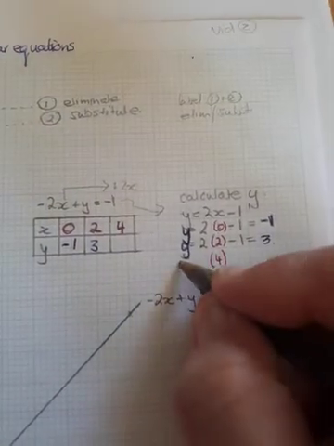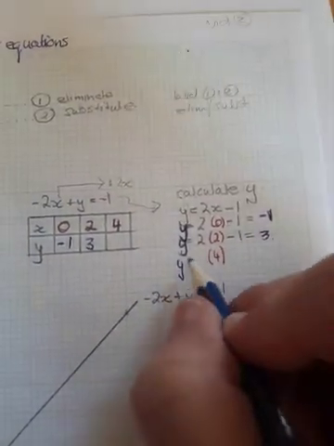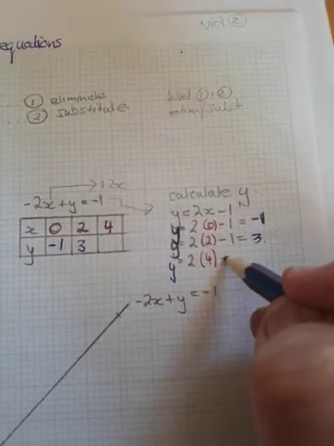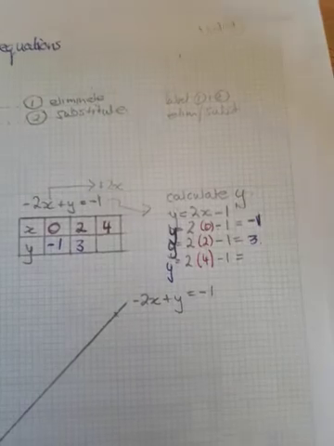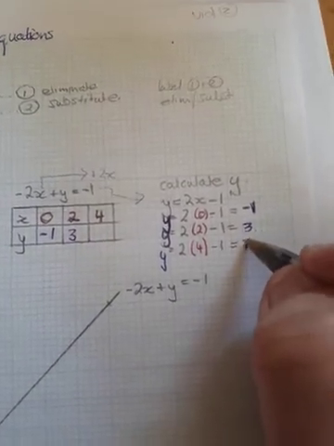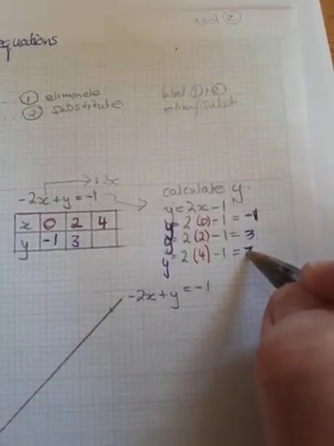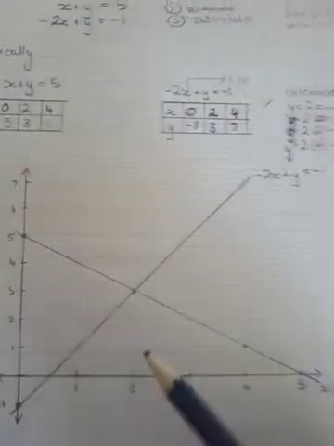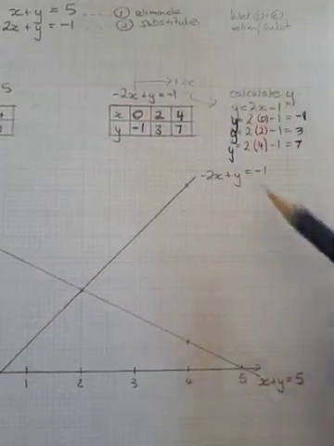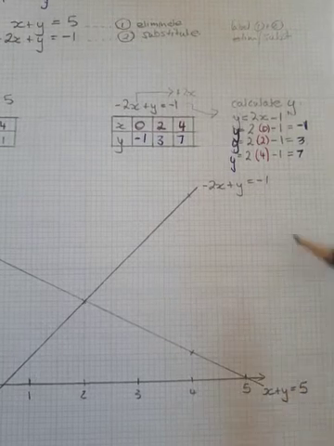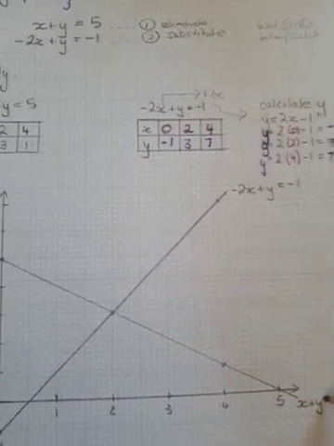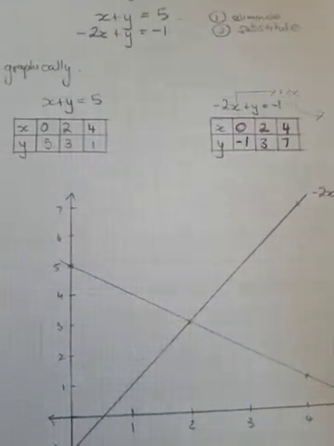And then lastly, when x equals 4, then we have 2 times 4, 8 minus 1 equals 7. So if x is 4, then y equals 7. And I have already plotted that, okay? And importantly, people, because I got two line graphs, I label each one so that I know which one is which. Okay, now to solve it graphically.